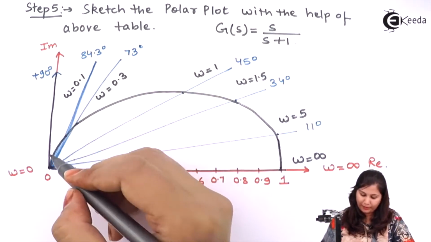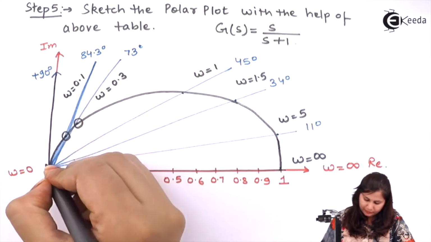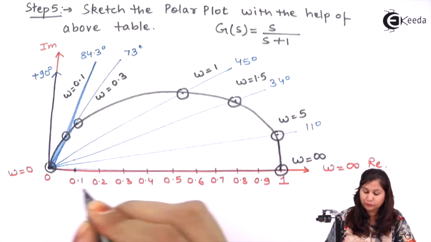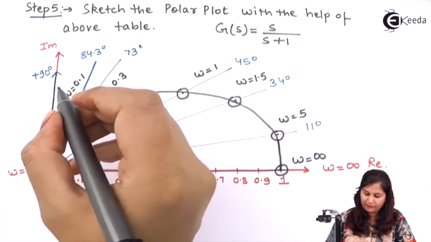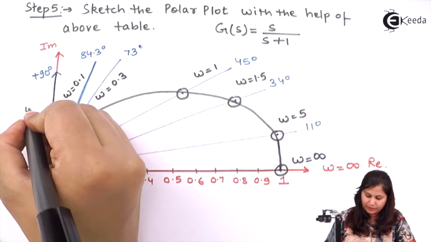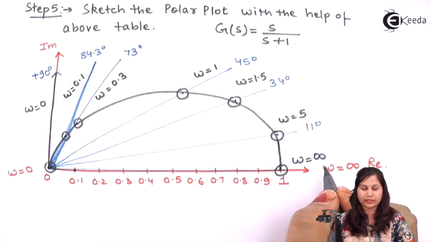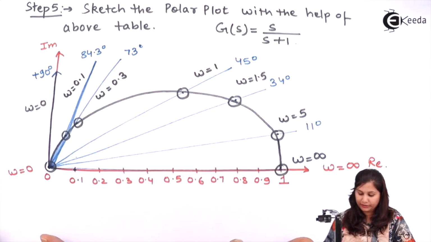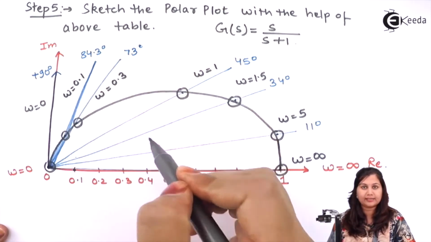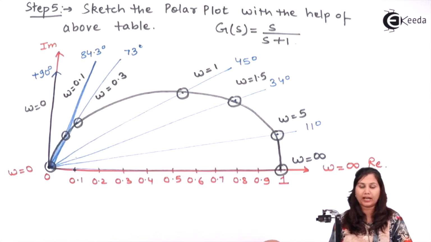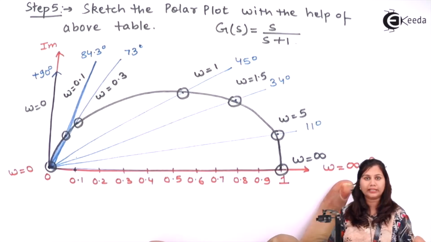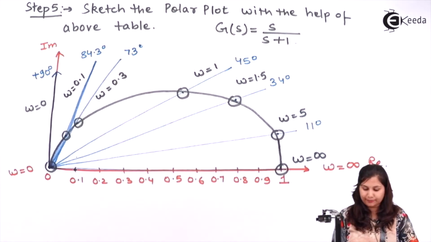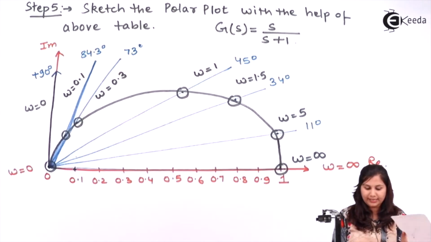So by joining these points, we have obtained a smooth curve, and on the radial lines we have written the frequencies. This is omega equals 0, this is omega equals infinity. So this is the polar plot of the system. We have plotted the magnitude and the phase angles with respect to omega, and omega is varying from 0 to infinity. So this is how we plot the polar plot of a system using the following steps.